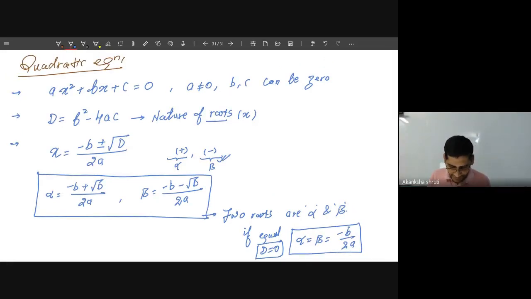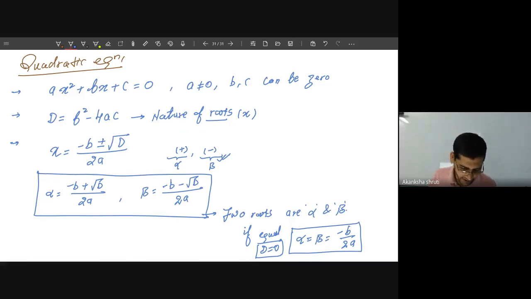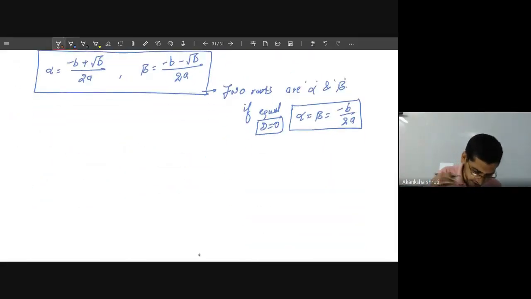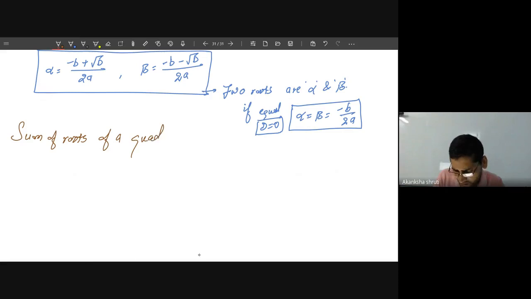Now we are going to get the sum of roots and product of roots by applying this formula. Students, so please understand how to calculate the sum of roots of a quadratic equation.